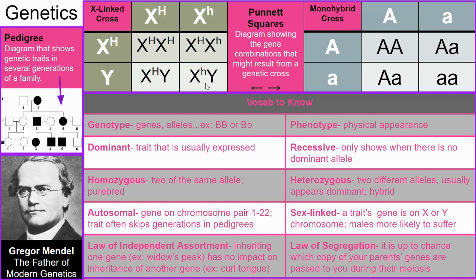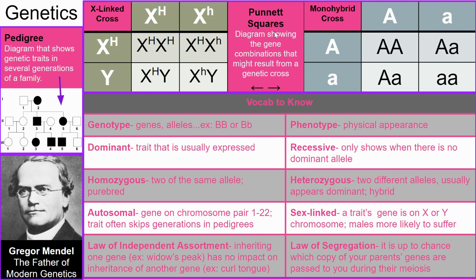And so this little boy with X little h Y is going to have hemophilia. Most likely, in olden days, he would pass away at an early age because of the bleeding problem. But nowadays, he would be able to survive because he could go to the hospital and get blood transfusions or stitches, that sort of thing, if he were to become injured. We have modern medicine that could help.